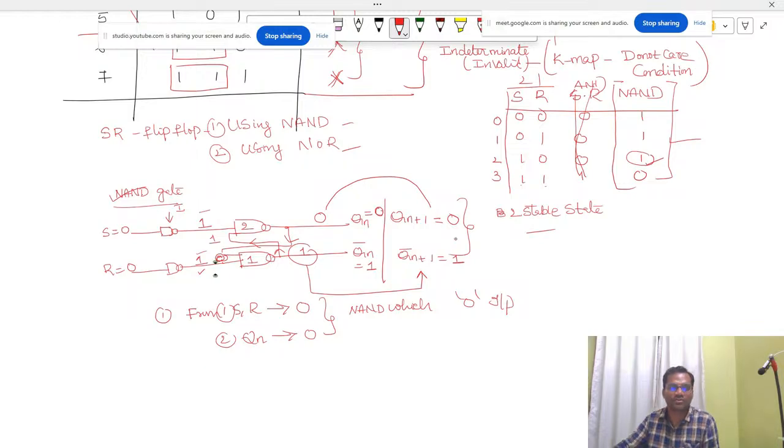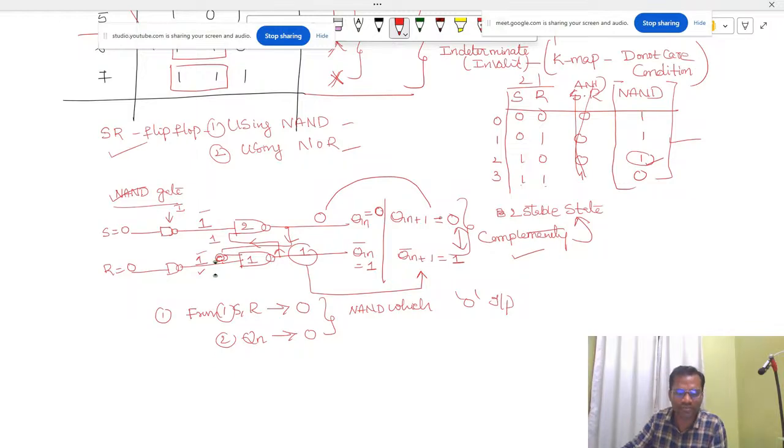Now this Qn value is how much? 0. Qn plus 1 is how much? 1. Both are same or different? Both are different means both are complementary in state. Both are complementary in nature means both are having how many stable states? This is one stable state, this is two stable state. Since it is satisfying two stable states, this is a valid flip-flop.